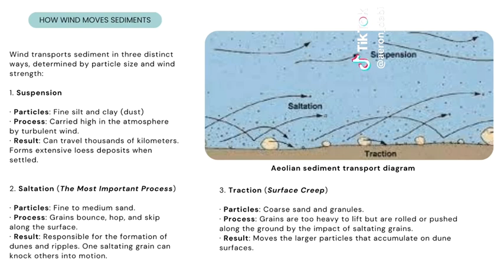Now we also have traction, or we can call it surface creep, and its mechanism is that larger and heavier sediment particles are pushed or rolled along the ground surface by the force of the wind. Its analogy to water is quite similar to how large pebbles are rolled along a river by strong currents. Its result moves the larger particles that accumulate on dune surfaces. This is the part where the grains are too heavy to lift but are rolled or pushed along the ground by the impact of saltation grains.